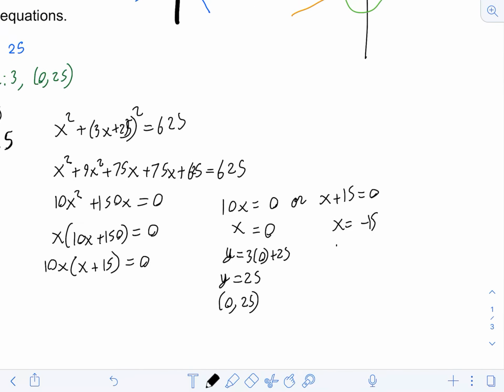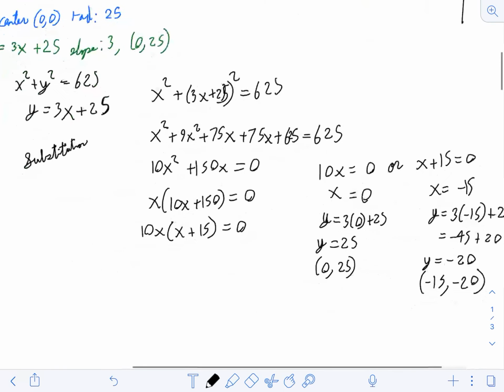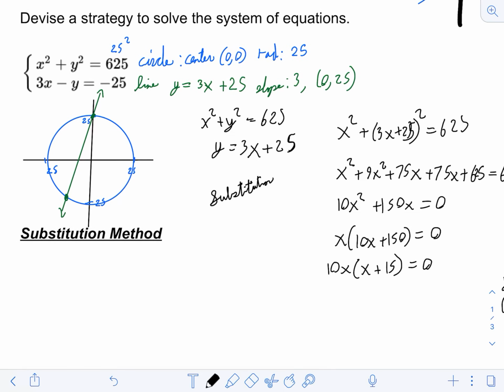And y is equal to 3 times negative 15 plus 25, which is negative 45 plus 25. So y is equal to negative 20. So now we have another set of coordinates, negative 15 for x and negative 20 for y. All right, two sets of solutions, and you can definitely see negative 15, negative 20 is right around there.